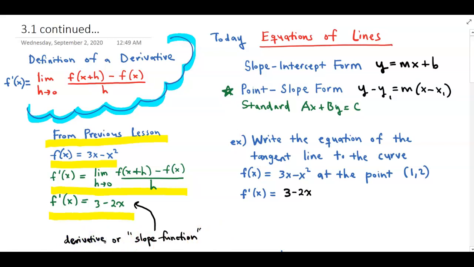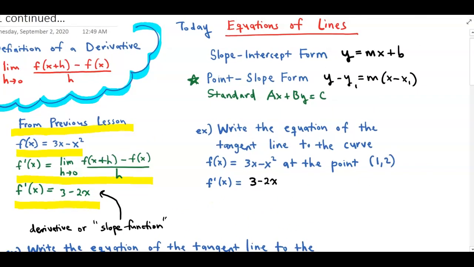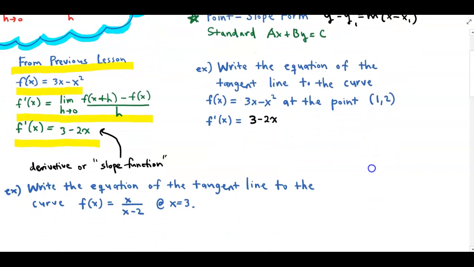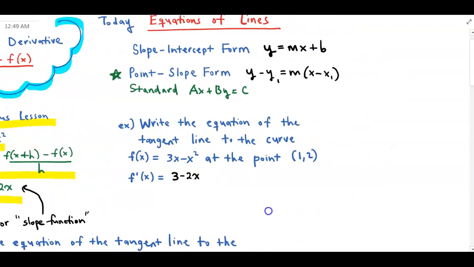In this example, write the equation of the tangent line to the curve f of x equals 3x minus x squared, that's our function, at the point (1, 2). So we want to write the equation of the tangent line.